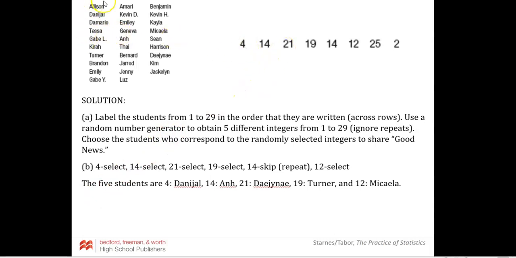Like the 4th term would be, in this case, Tessa, I believe. And no, reading left to right, the 4th term would be Dan and John. Okay, but it makes sense. So you've got to specify what happens there. You can see that they showed their work. I like that they said they skipped number 14 the second time they saw it. So you have to show a little bit of work sometimes.